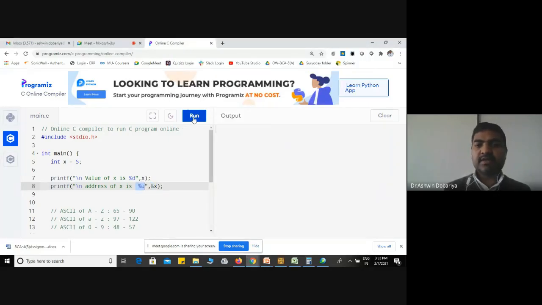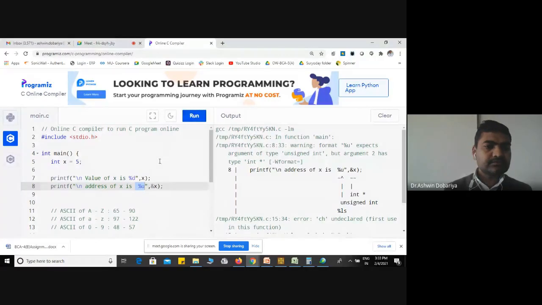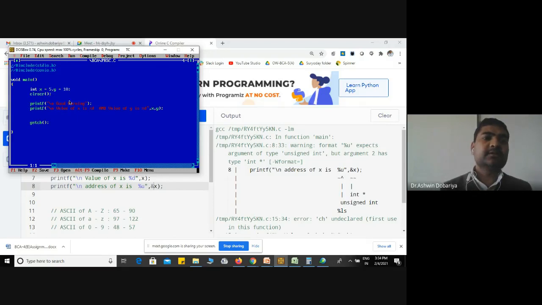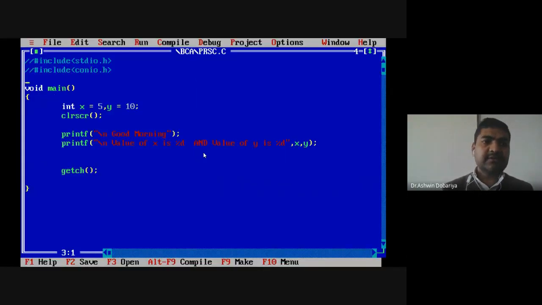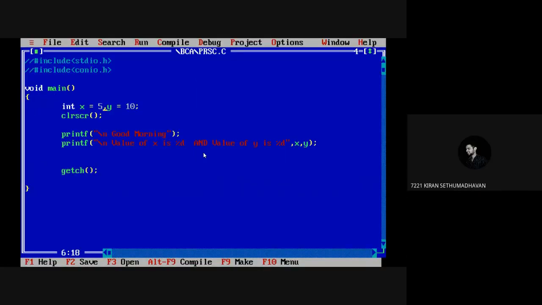Now see, if I execute this: %d is %d, %u. Okay, address of x. Is there any missing statement? Here this compiler does not support this. Let's change this. Okay, let me... Is the Turbo C screen visible, everyone? Yes, sir. Yes, sir.